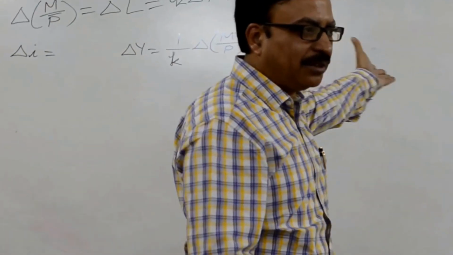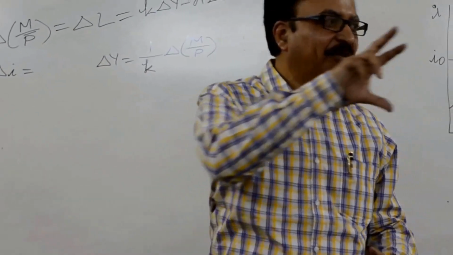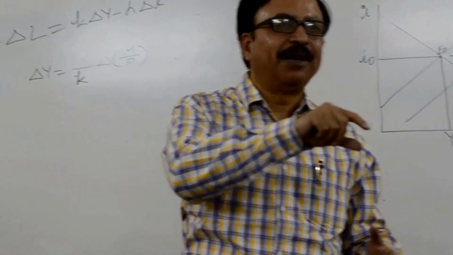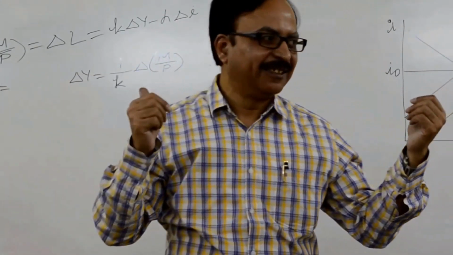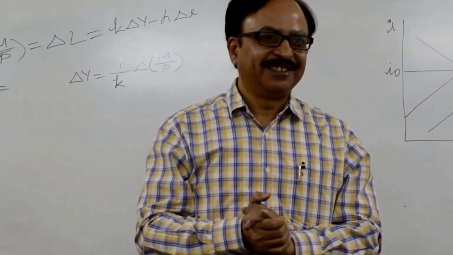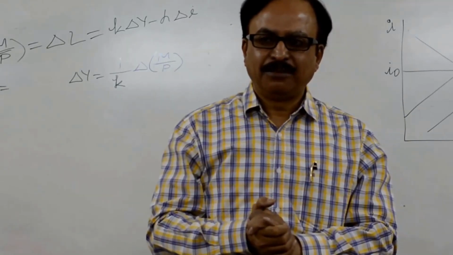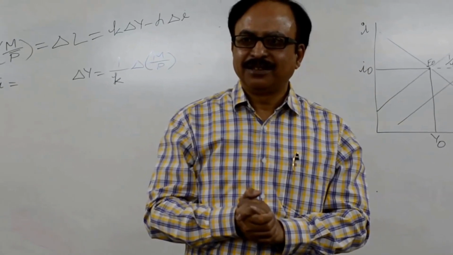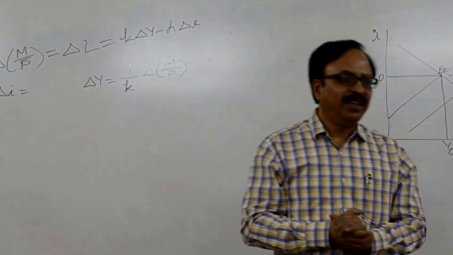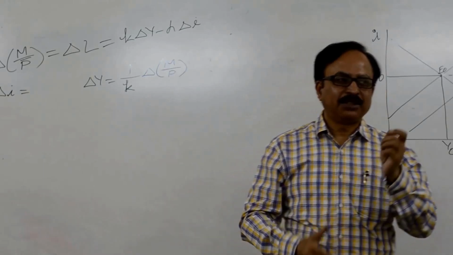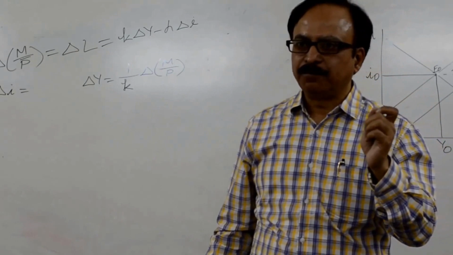It's very clear from here that the shift is 1 upon K times delta M by P. So if K is greater, then 1 by K will be smaller. So 1 by K into delta M by P will be smaller. That's obvious from mathematics, right? What's the economics? K is larger means that there is more demand for money. More demand for money means? If K is larger, K represents what? The sensitiveness of demand for money to any given change in income.